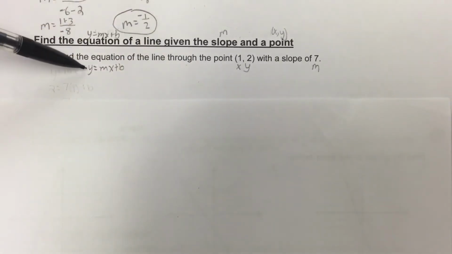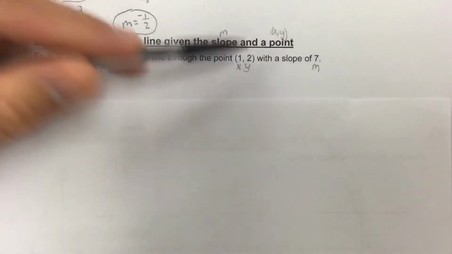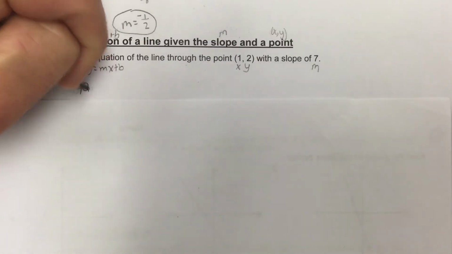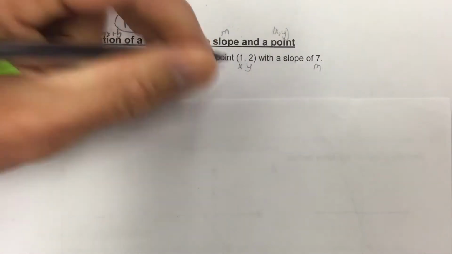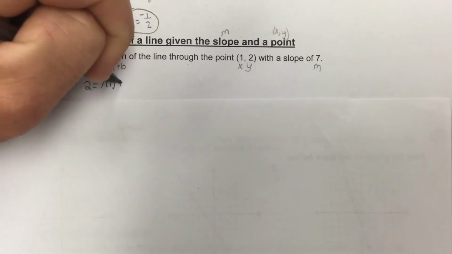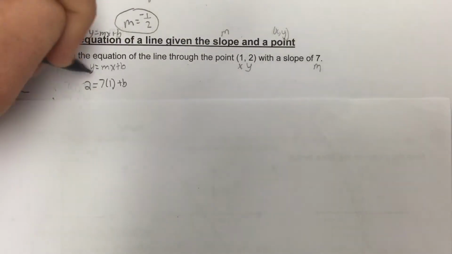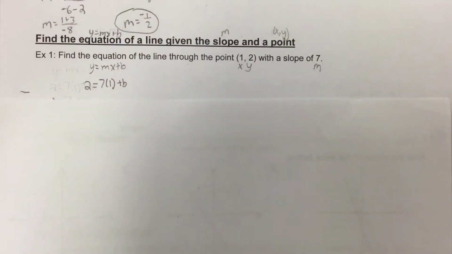And what we do is we just label what we know, plug in what we know. So if I look at my equation, I have a y. Here, I label my y as 2. So I have 2 equals m is 7, x I labeled as a 1, and I put a plus b. And notice there's no b labeled anywhere. That's what I have to solve. That's what I have to figure out.